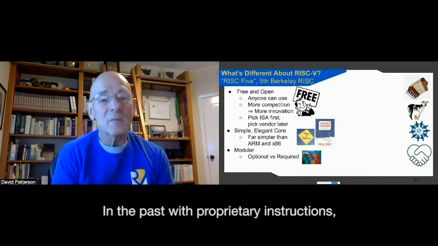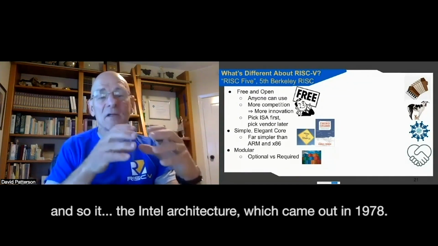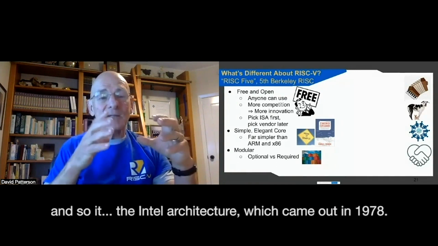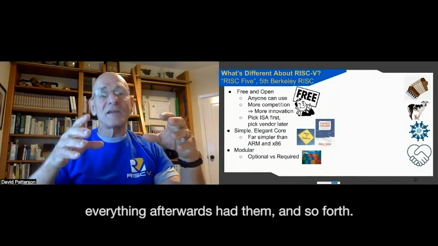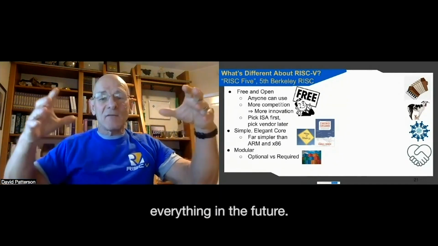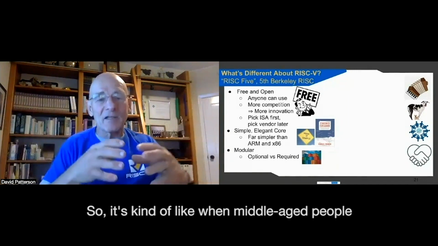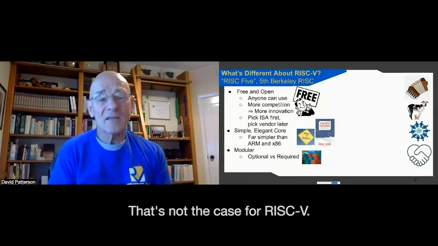In the past, with proprietary instruction sets, they grew bigger and bigger over time. So at the Intel architecture, which came out in 1978, if in 1980 they added instructions, everything after would have them, and so forth. Every few years, if they added instructions, everything into the future would have them. So it's kind of like in middle age, people get bigger. That's what happened with instruction sets. That's not the case for RISC-V.